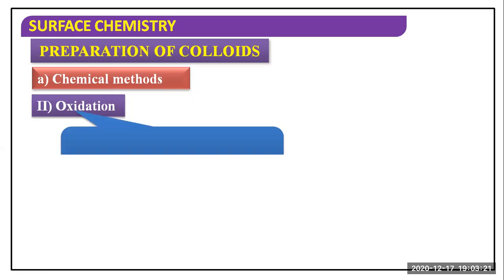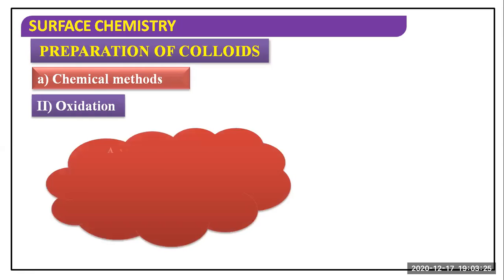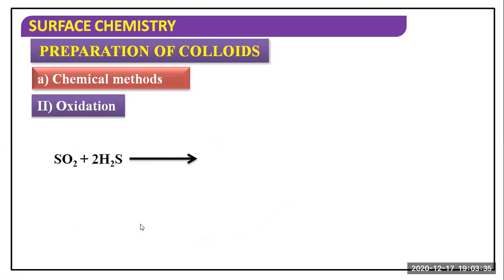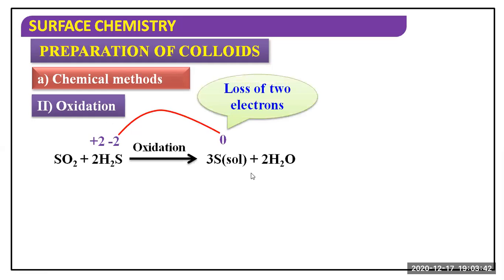By oxidation, oxidation means oxygen addition. Then a sol of sulfur is produced by passing hydrogen sulfide into a solution of sulfur dioxide. So sulfur dioxide plus H2S, the oxidation takes place. Okay, then only sulfur is there. This is sulfur sol or colloidal system. So sulfur is oxidized by sulfur dioxide. Oxidation state of sulfur in H2S is -2, and for only sulfur it will be 0.